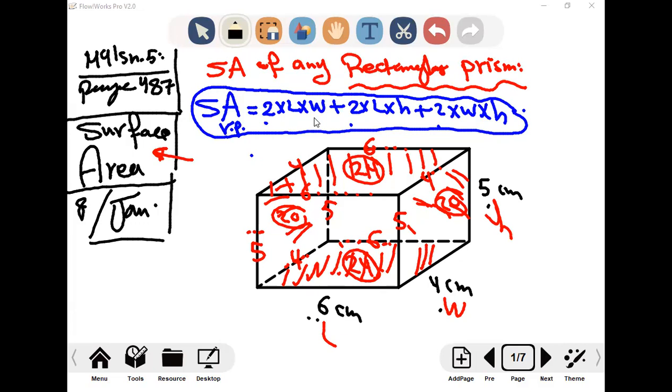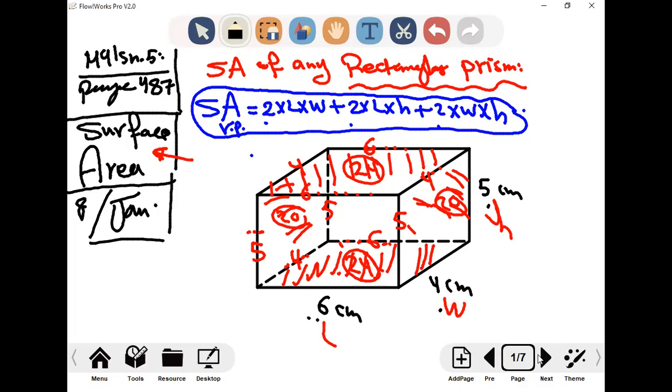The surface area for the rectangular prism, you can follow this formula. 2 times length width, 2 times length height, 2 times width height. Okay? If you have the length, the width, the height, you can apply this formula. Then you will find what? For the rectangular prism only.